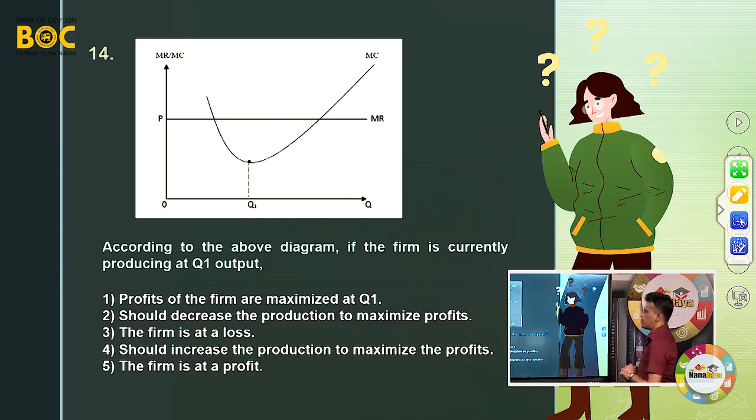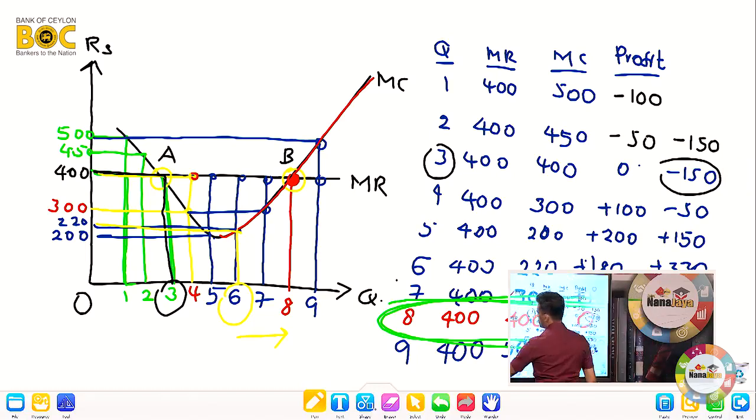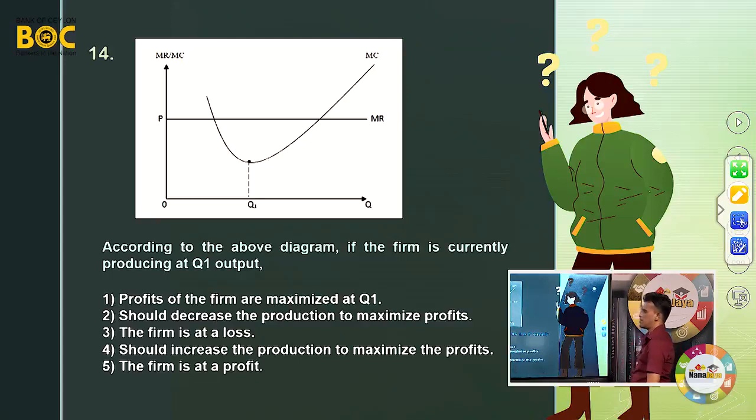So according to the above diagram, if the firm is currently producing at Q1 output, based on the diagram we drew, if they are producing only 6 units, what should they do? In order to increase the profit, they should increase the level of production, right? Profits of the firm are maximized? No, we learned. Should decrease the production to maximize the profits? No. The firm is at a loss? No, we cannot say the profitability by just looking at MR and MC. Should increase the production to maximize the profits.